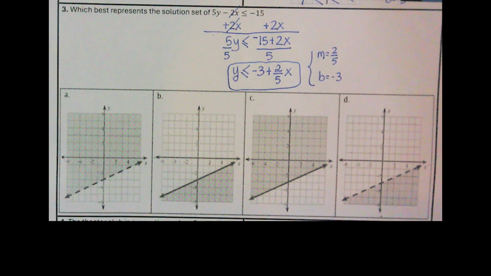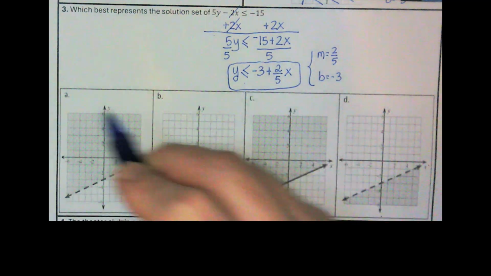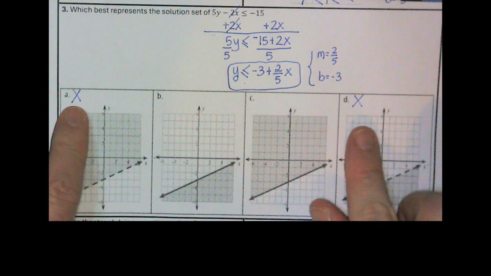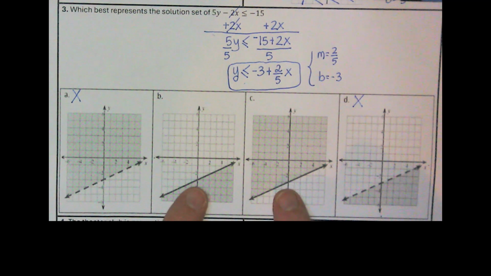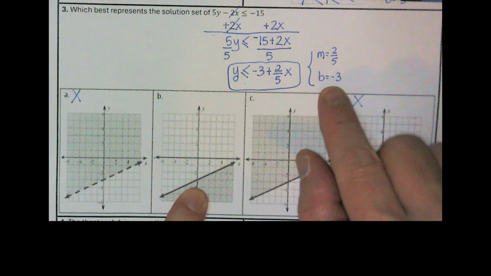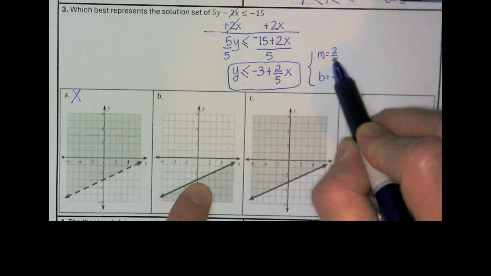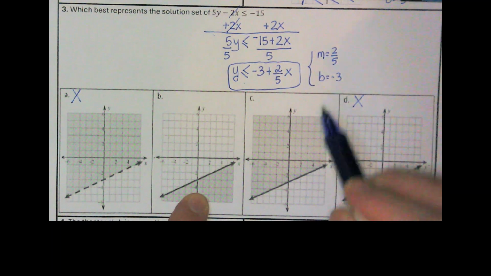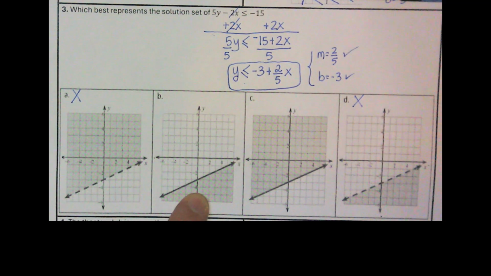So when I look at this problem, I notice the inequality sign has a dash. So off the bat, I know that letter A and letter D are wrong because the lines are dotted right there. Okay, so I know my answer is going to be one of these two. I notice that the y-intercept is negative 3 and both have negative 3, and the slope is 2 over 5. So up 2 over 5, up 2 over 5. So both have the right y-intercept and the right slope.